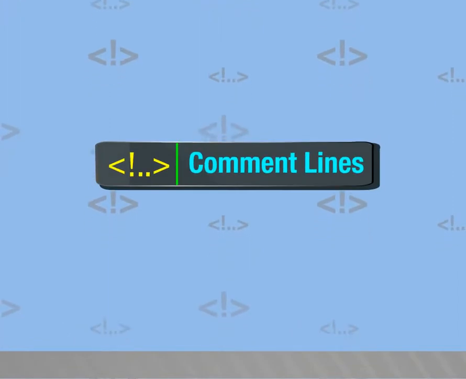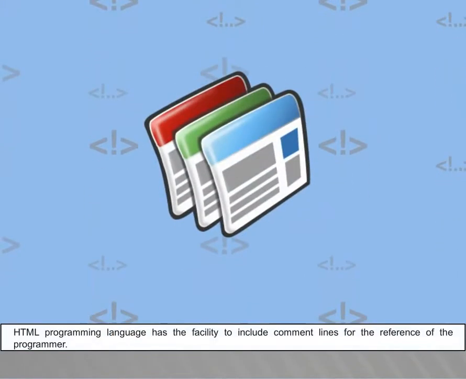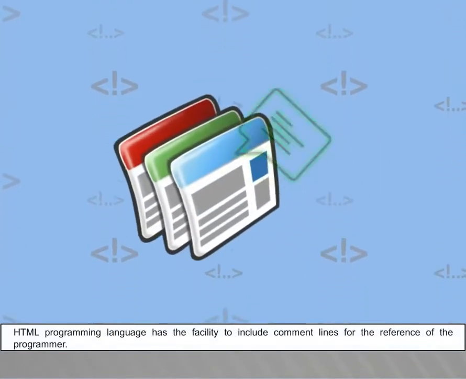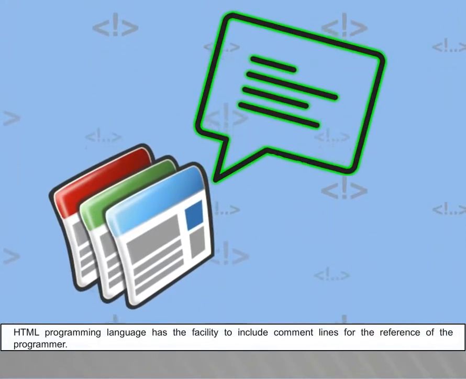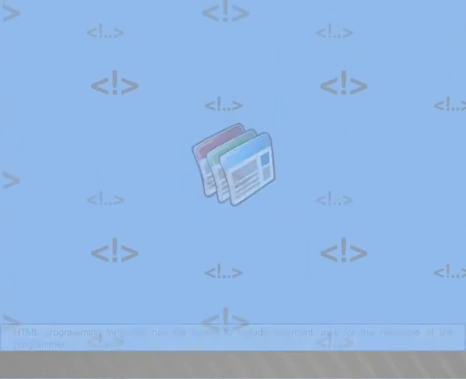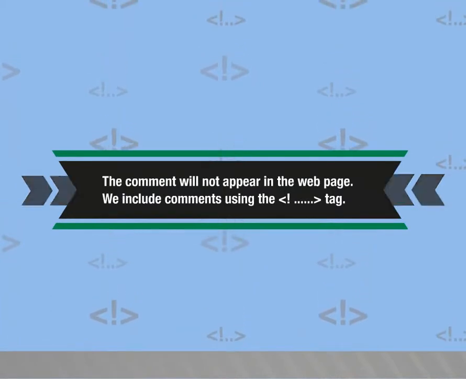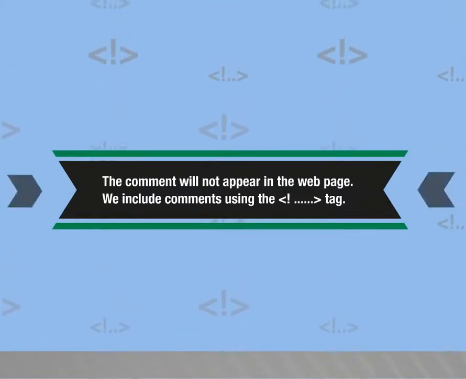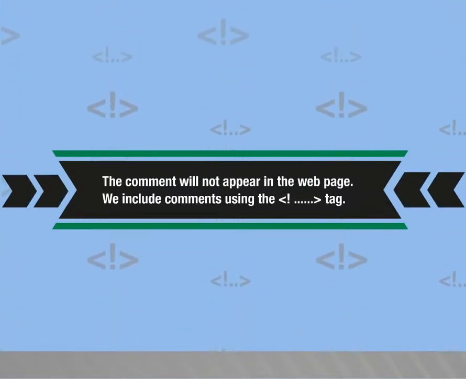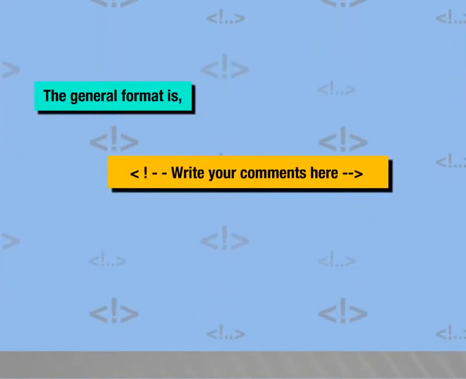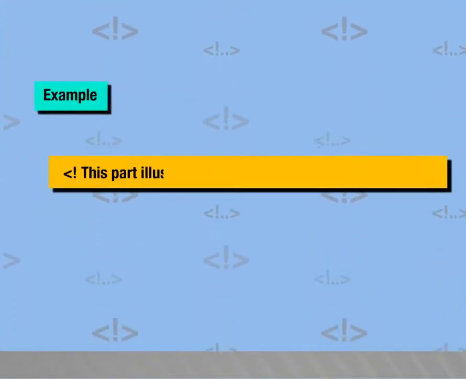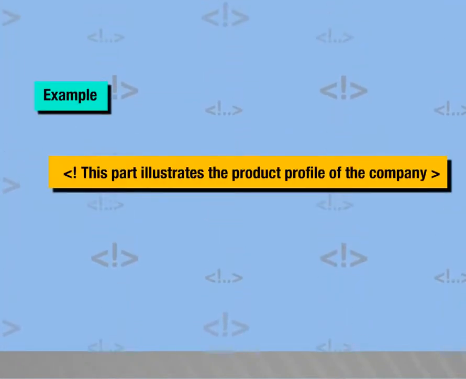Comment lines. The HTML programming language has the facility to include comment lines for the reference of the programmer. The comment will not appear in the web page. We include comments using the exclamation tag. The general format is, for example, exclamation, this part illustrates a product profile of the company.